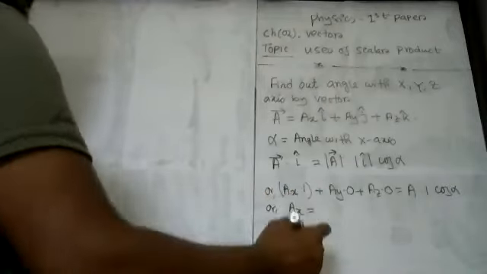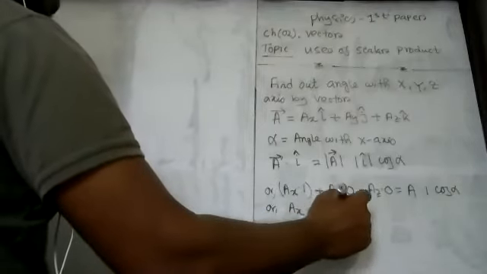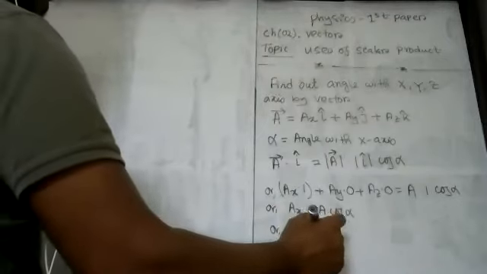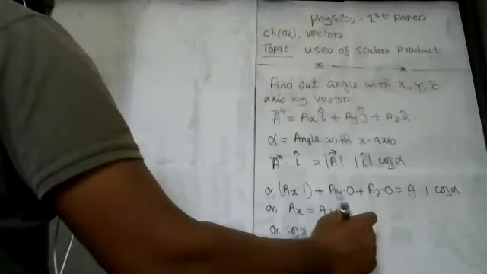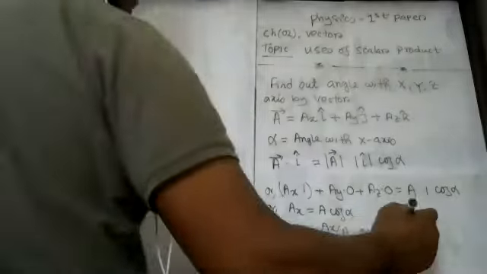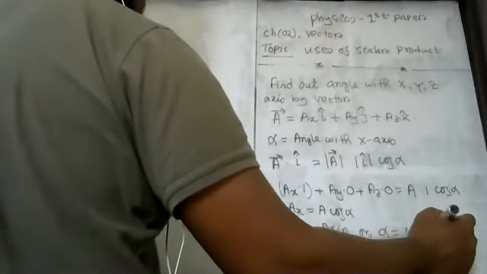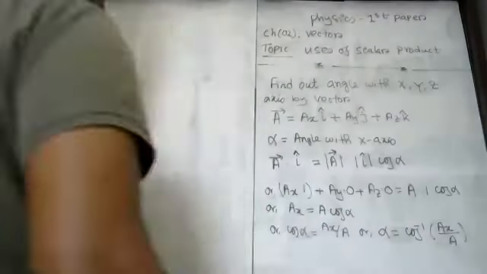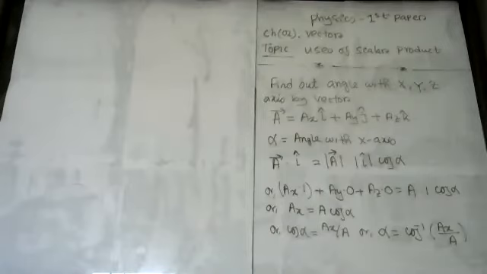On the right side, this is A cos alpha. So what is the value of cos alpha? Cos alpha equals AX divided by A. Now the angle with x-axis, alpha, will equal cos inverse of AX divided by A. So by this procedure, you can find the angle with the x-axis for a three-dimensional vector.